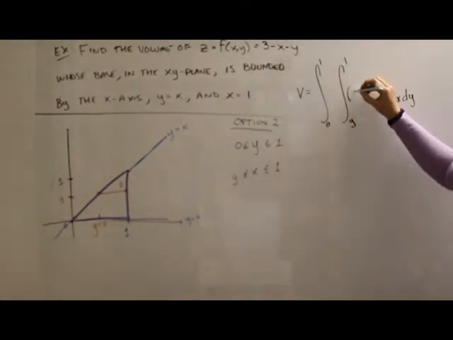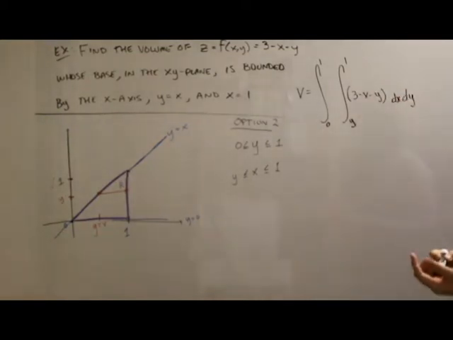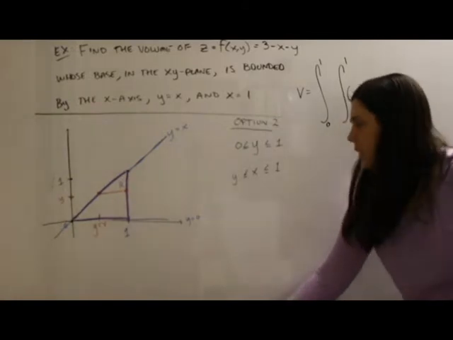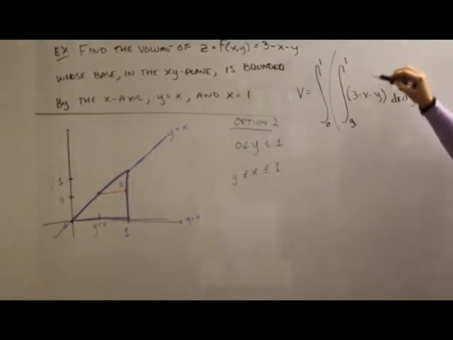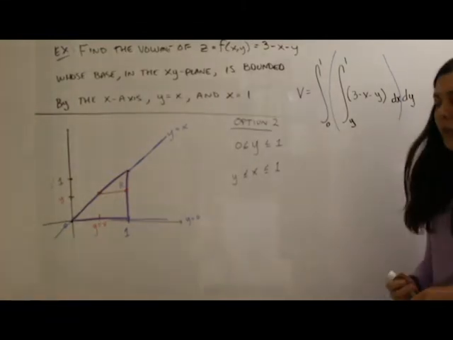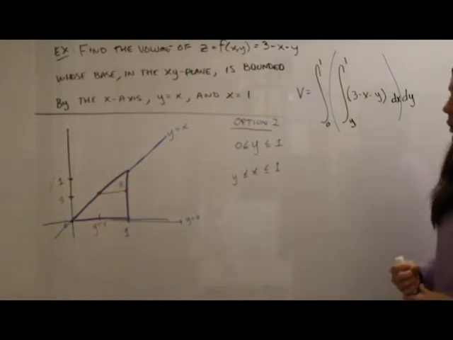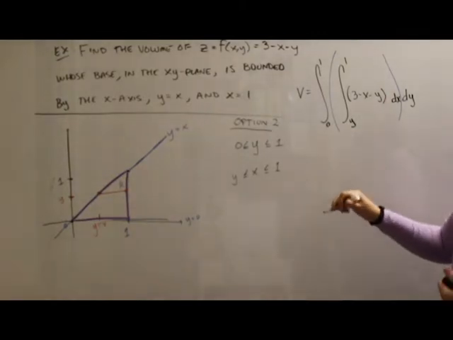And then our integrand is the same as before, our function 3 minus x minus y, and then we integrate one integral at a time, starting with the inside integral. Okay, so I'll just work this one out real quick. We're going to get the same answer we already got because of Fubini's theorem. You can do this either way, option 1 or 2.